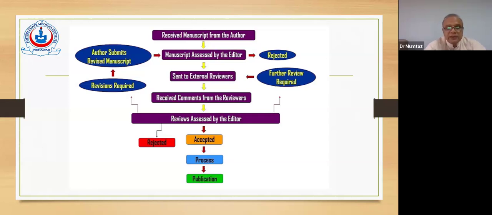Once the changes are carried out, it is again sent to the journal editor. The journal editor will reassess the article. If this is fine, he will again process it and publish it, or otherwise.